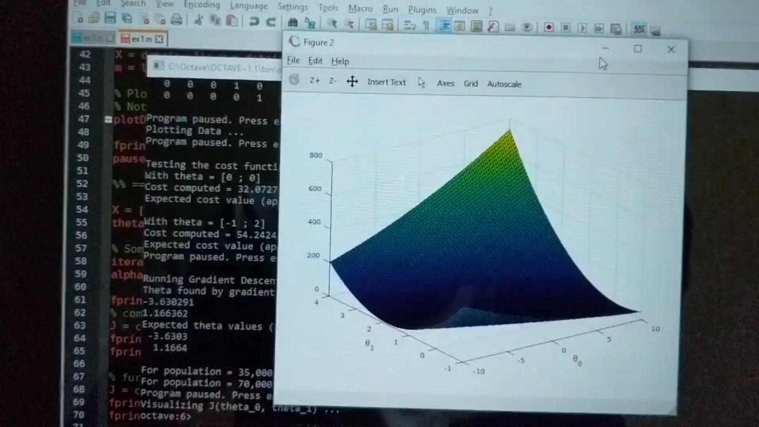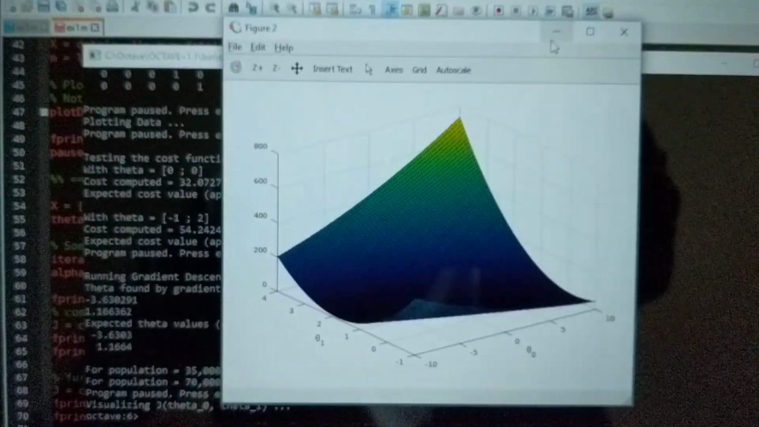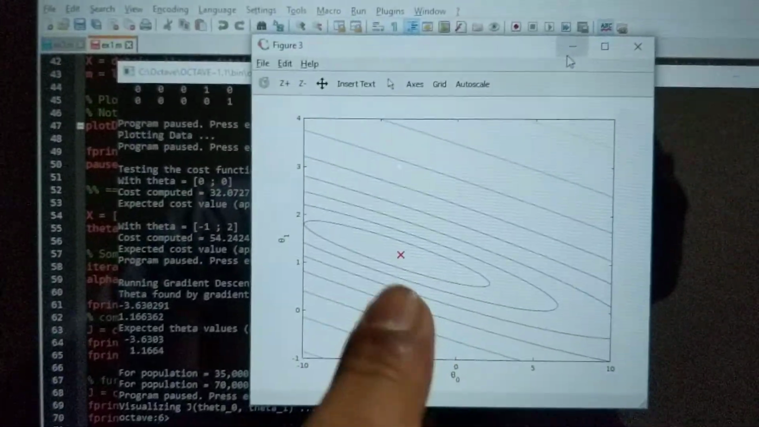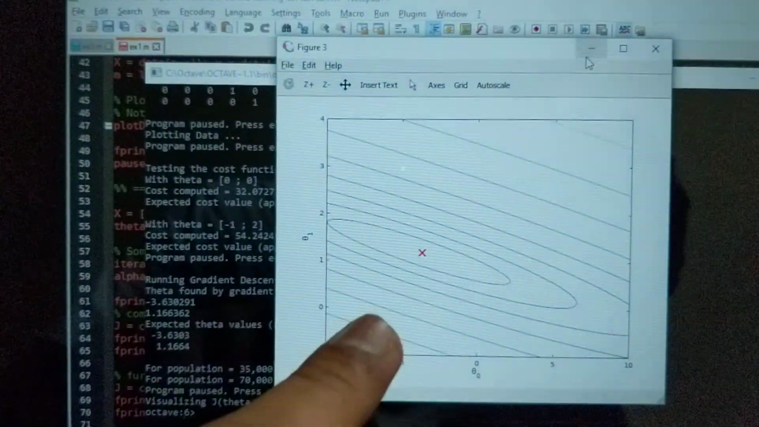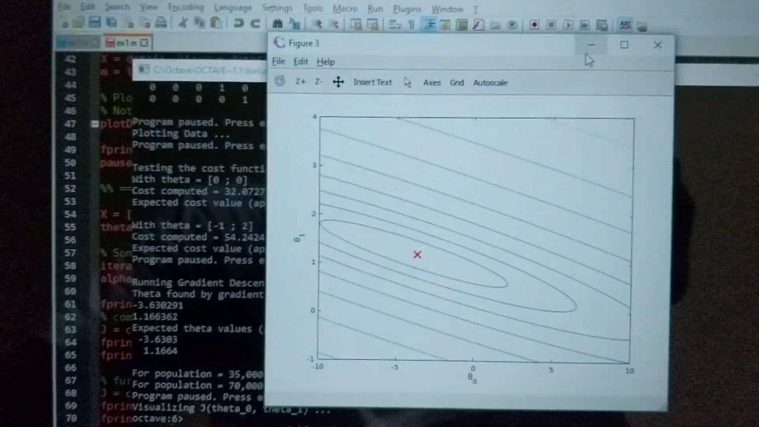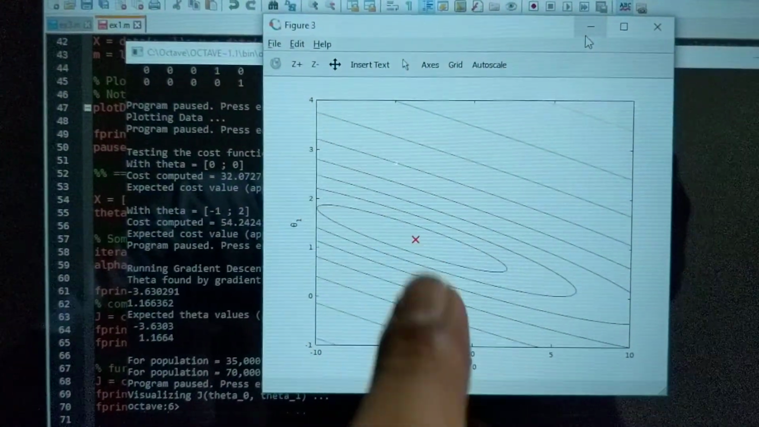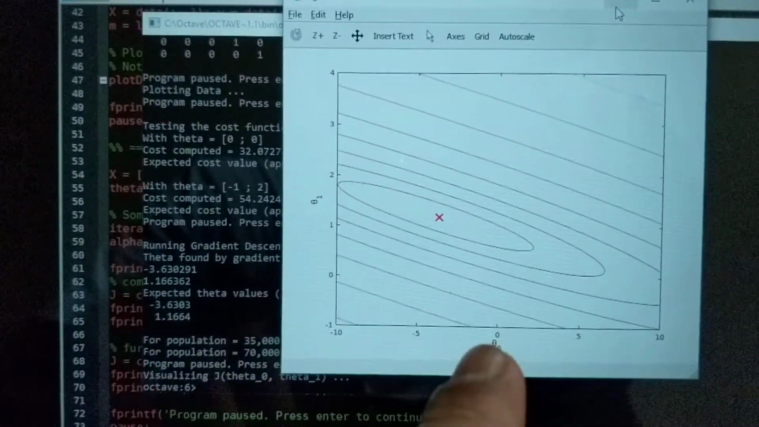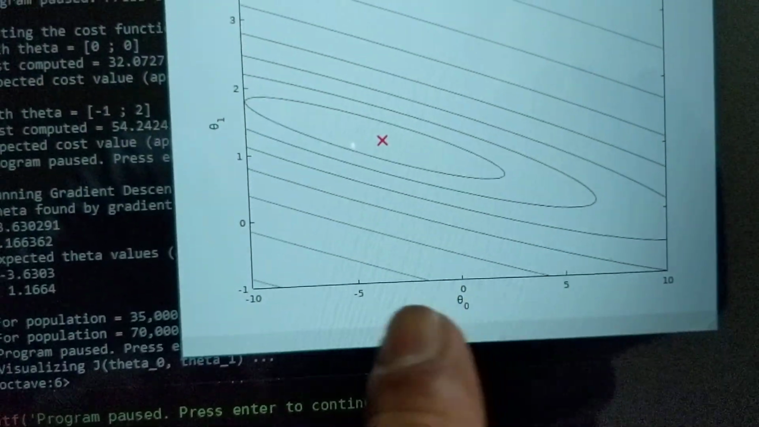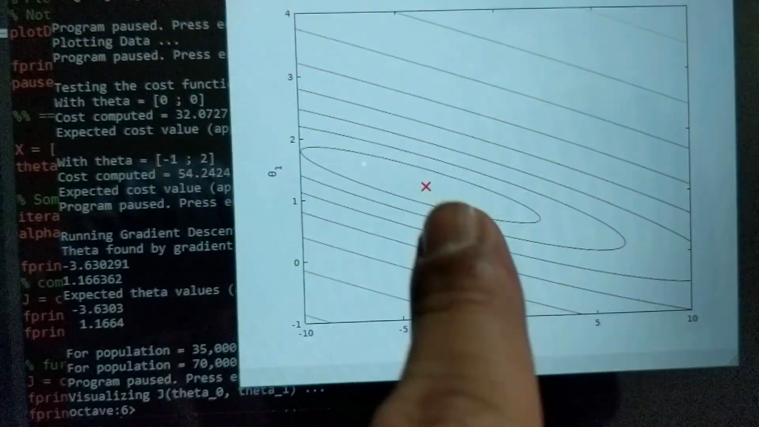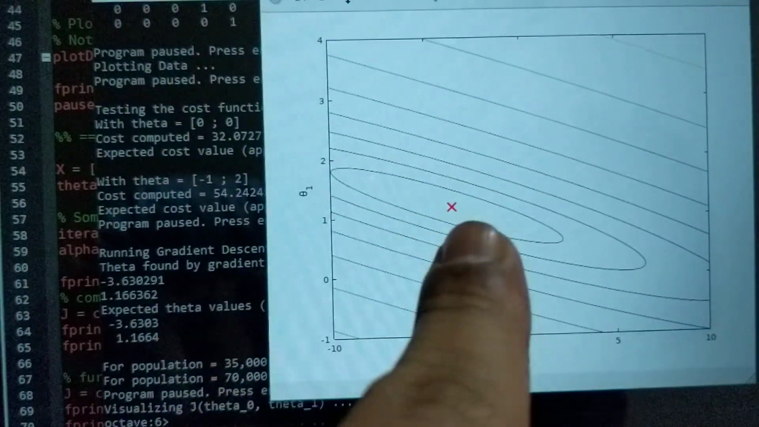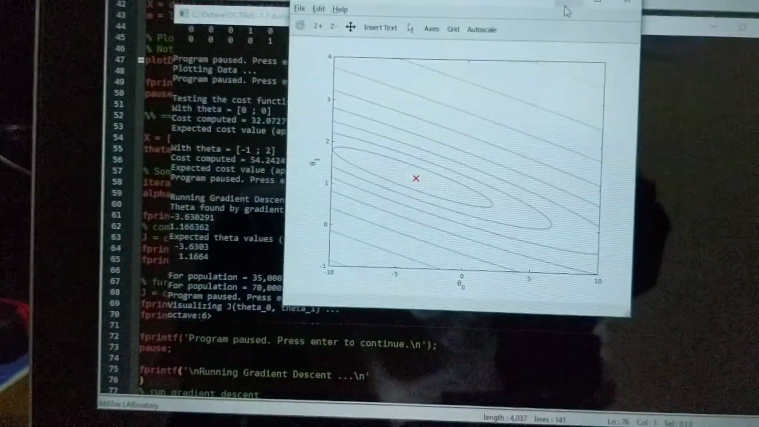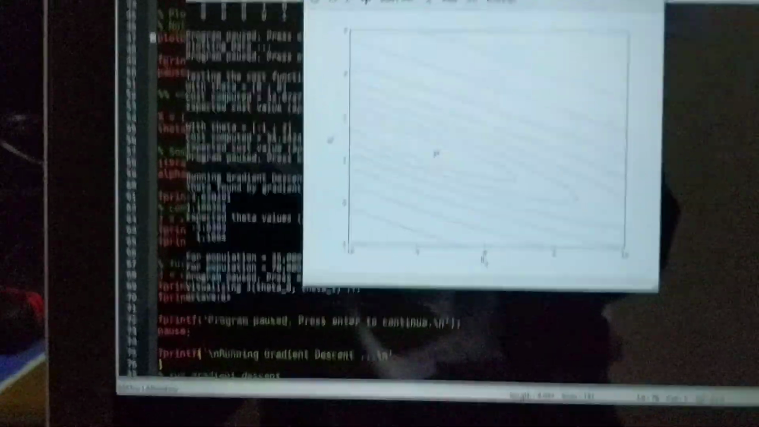Basically this one is a 3D graph, and it's difficult to visualize a 3D graph. So this is called a contour plot. It shows how the thetas have decreased over time. It was first here and then it became, so this is our final value of theta right here, which, as you saw, was somewhere around minus 3.6, and this is the 1.66. So that's your contour plot for the thetas. That is about it for linear regression, and that's all I have to say.